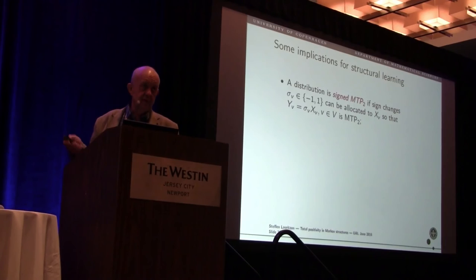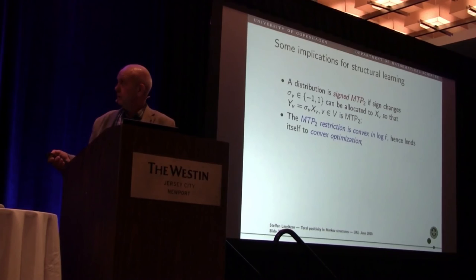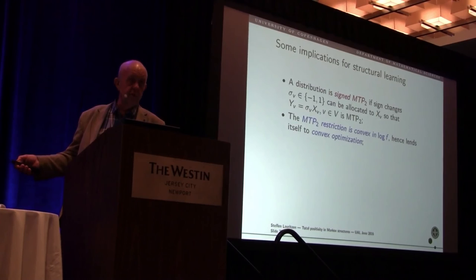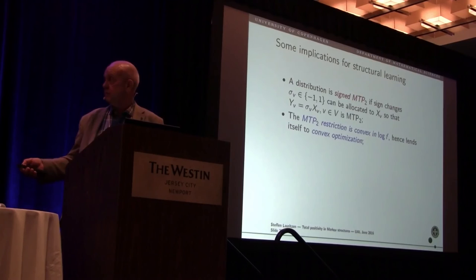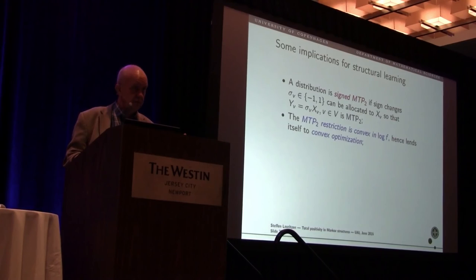So sign MCB2 holds if you can actually change the signs of the variables to make it so. That's one thing. The MCB2 restriction is convex in the logarithm. MCB2 is the same as the logarithm of the density being supermodular. That's a convex restriction on the density. And it means that you can actually use convex optimization to add the MCB2 constraints to any of the other constraints you have, when you want to optimize any kind of likelihood function or penalty function.